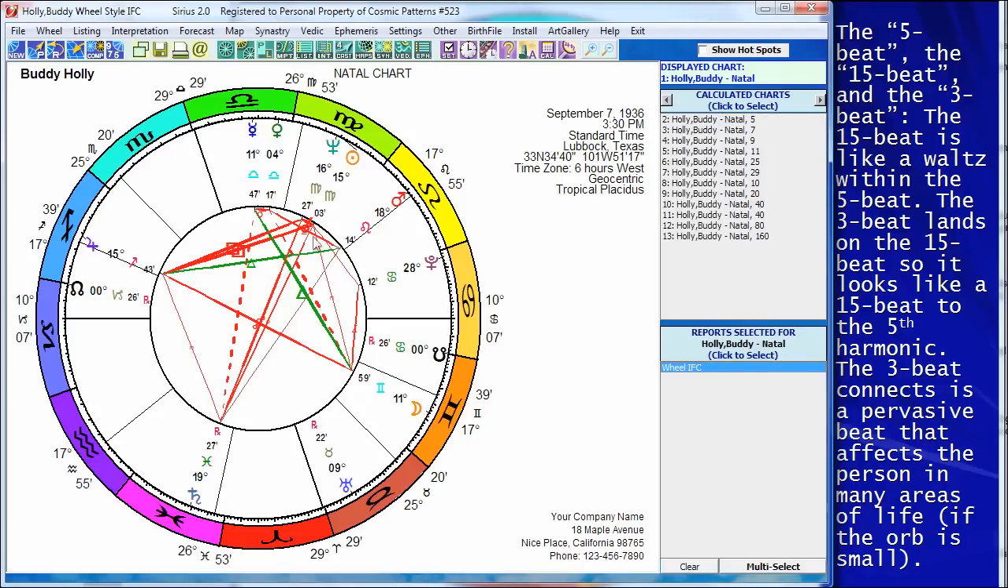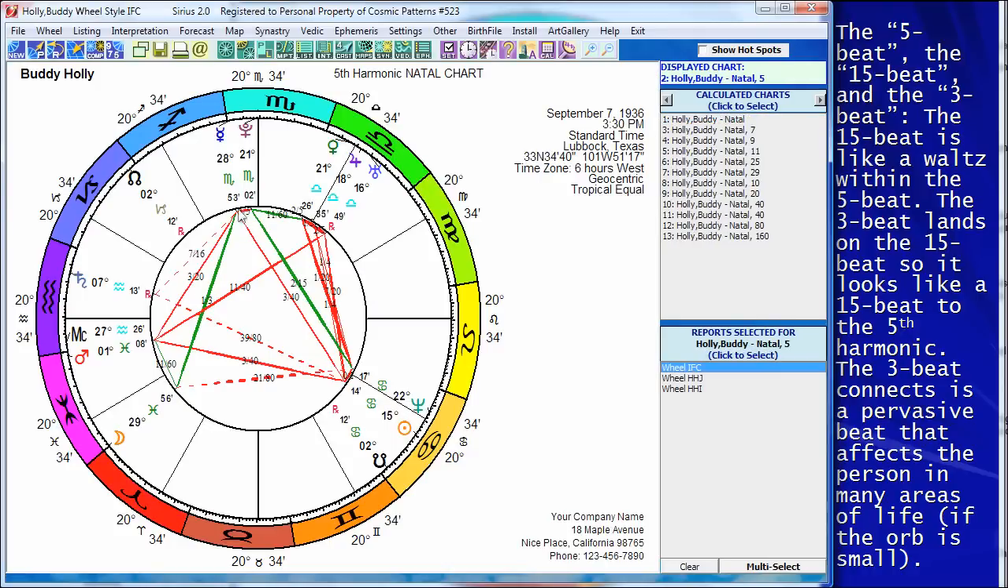We said that the orb in the natal chart is 12 minutes. In the 5th harmonic, it'll be 5 times bigger. 12 times 5 is 60. It'll be about a degree. And it's actually 1 degree 3 minutes. This is 28 Scorpio 53. This is 29 Pisces 56.